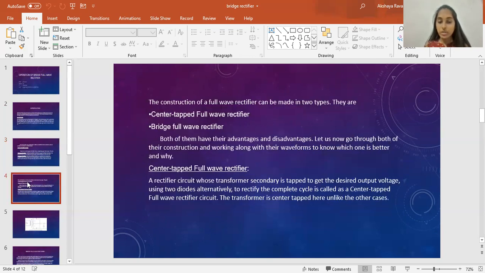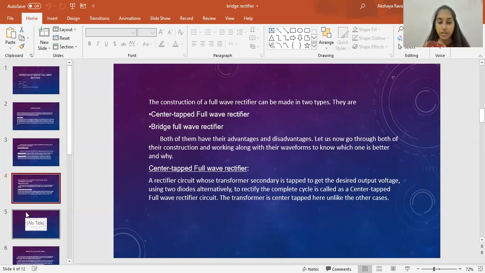The construction of a full wave rectifier can be made into two types. They are center tapped full wave rectifier and bridge full wave rectifier. So we have seen that full wave rectifier is also of two types, center tapped full wave rectifier and bridge full wave rectifier. Both of them have their advantages and disadvantages. Let us now go through both of their construction and working along with their waveforms to know which one is better and why.